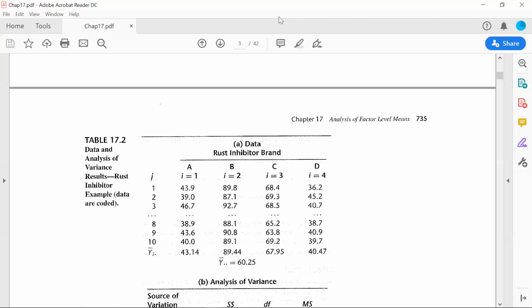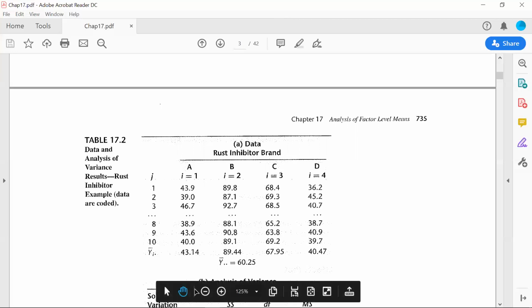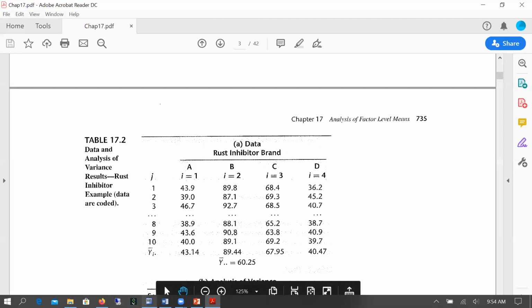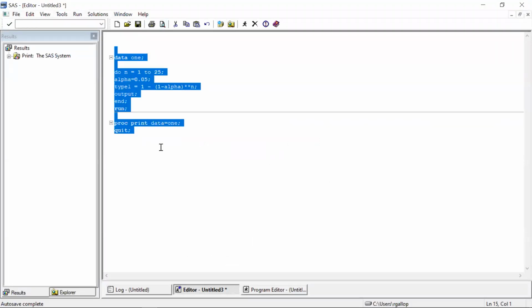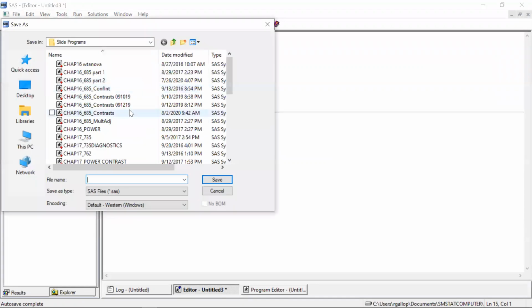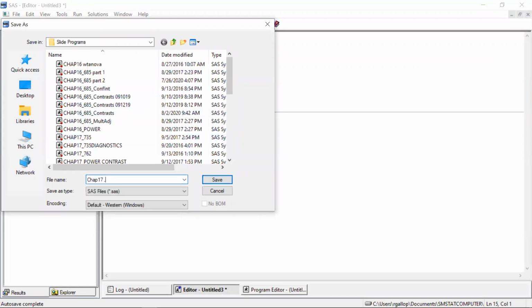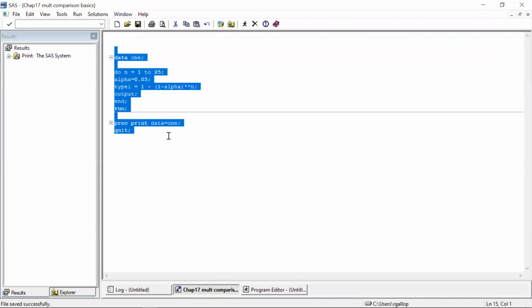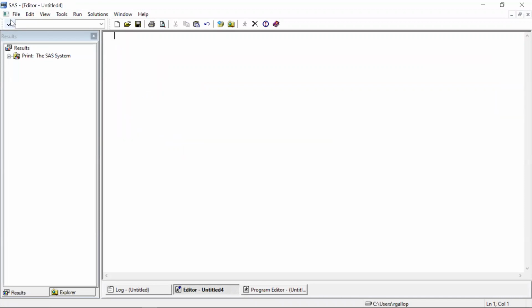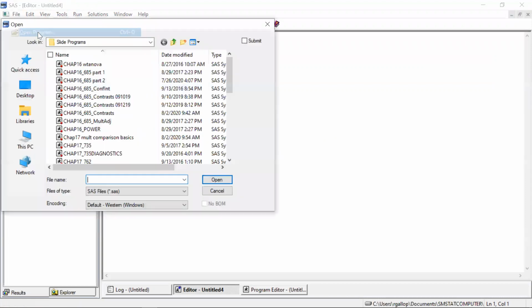So in this case, we have this data here. So let's go ahead and take a look at it in SAS. So I'm going to pull up the SAS code. Again, this was an illustration of our alpha level. In this case, I'll call this chapter multiple comparison basics. But let me go ahead and pick up chapter 17, 735.